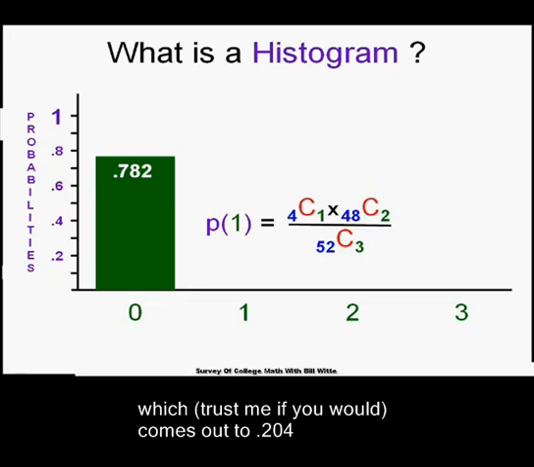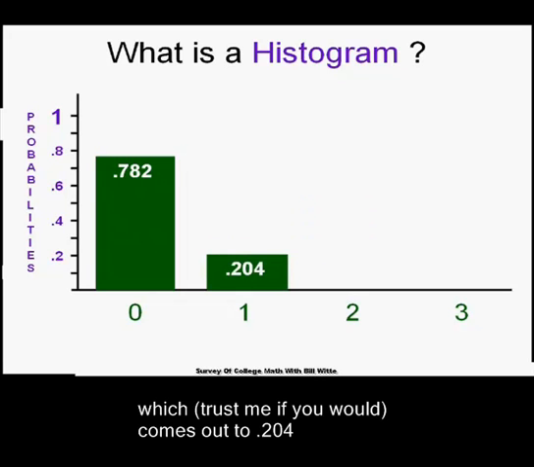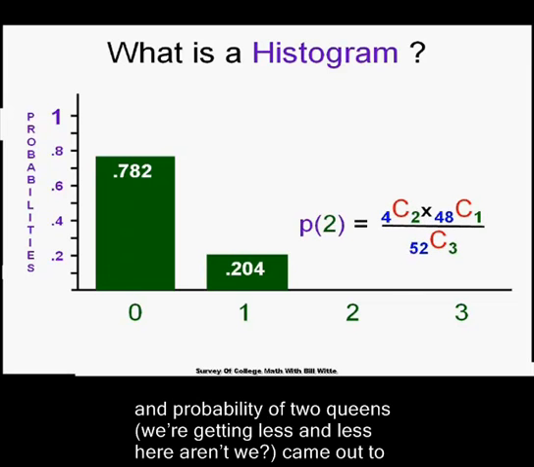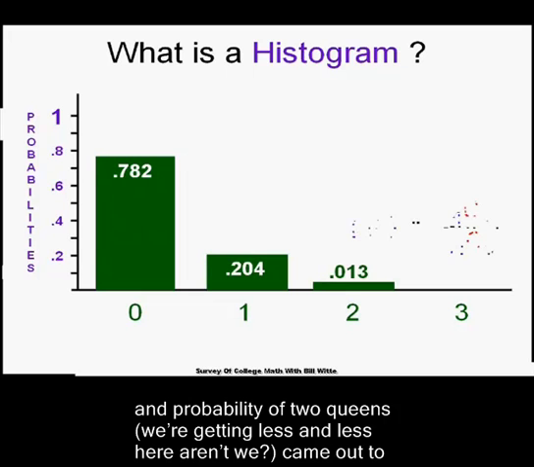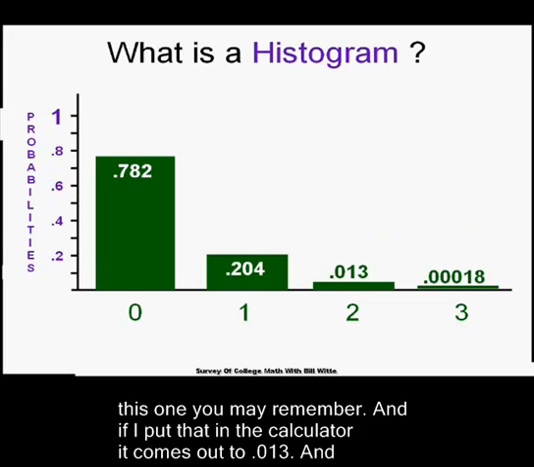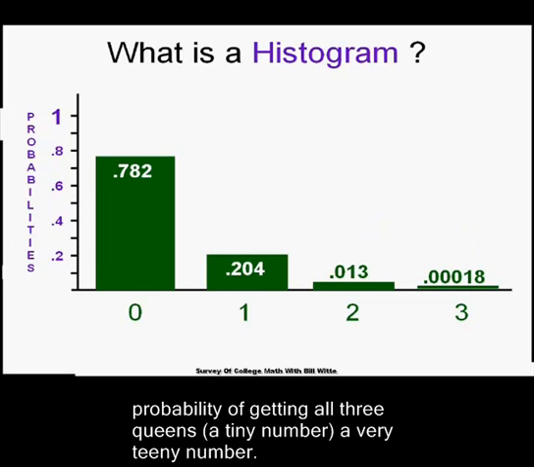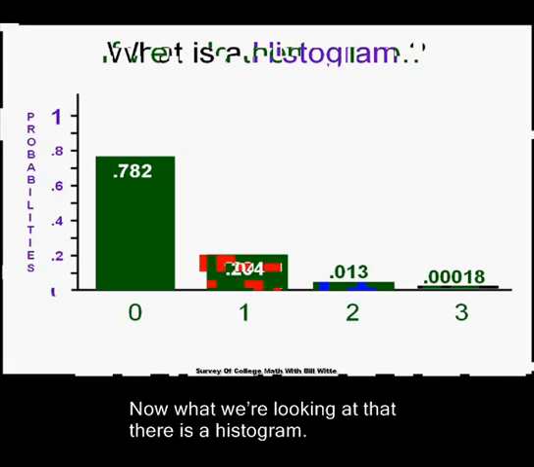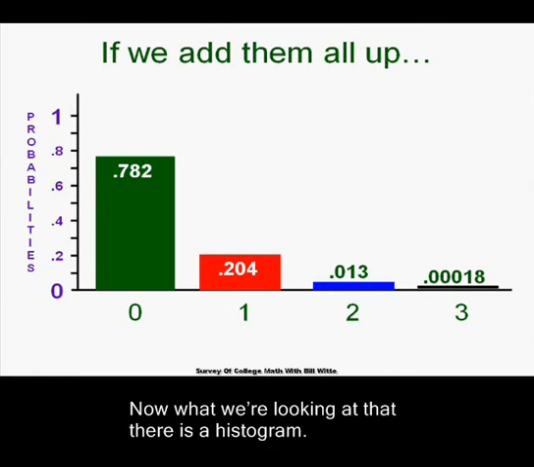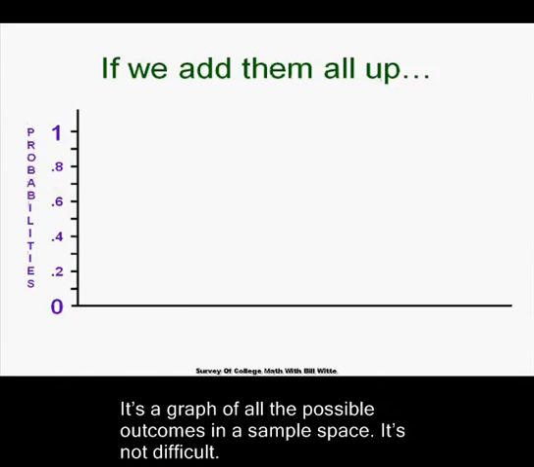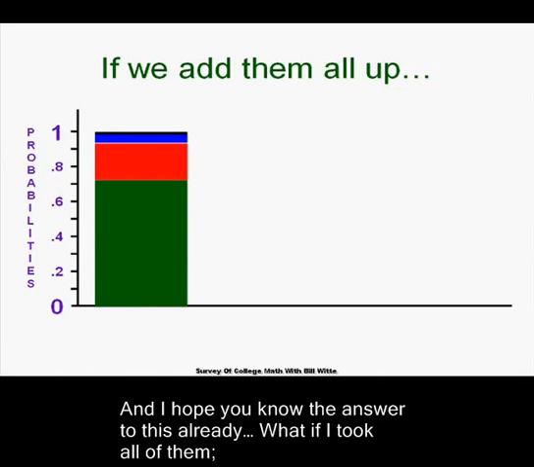The probability of getting 1 queen, we had to use the multiplication principle there, remember, comes out to 0.204. The probability of getting 2 queens is getting lower, isn't it? And the probability of getting 3 queens, hardly a chance at all, but there is a chance. Now, what do we remember about a histogram? If you take all those bars and add them up, what do they come up to?